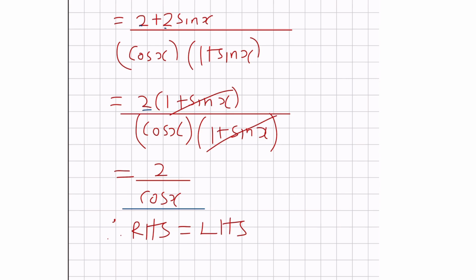So you also have 1 plus sine of x in the denominator. It means this one and this one will cancel out, and you're left with 2 over cos of x. And ultimately, you wanted to get to 2 over cos of x. And now you've just arrived, meaning your left hand side is equal to your right hand side, and you've proven the identity.